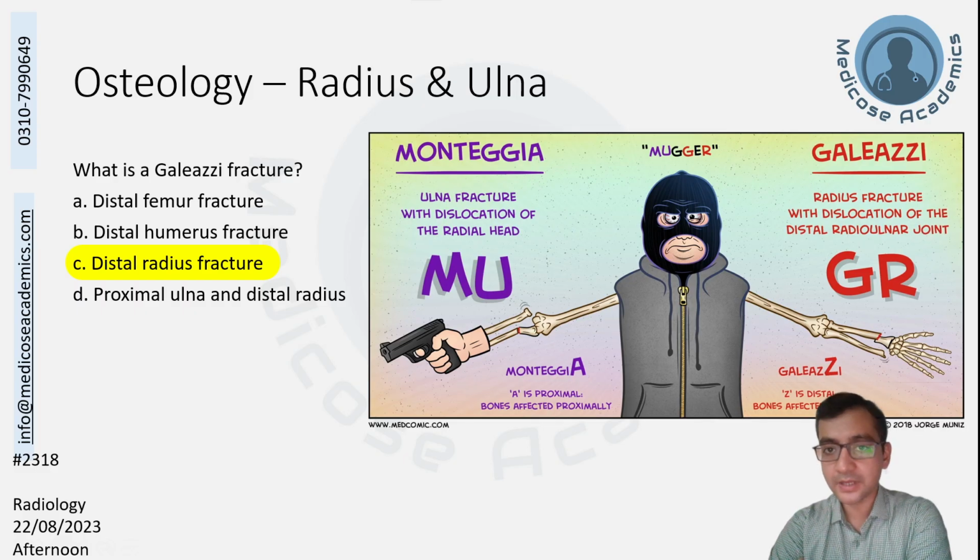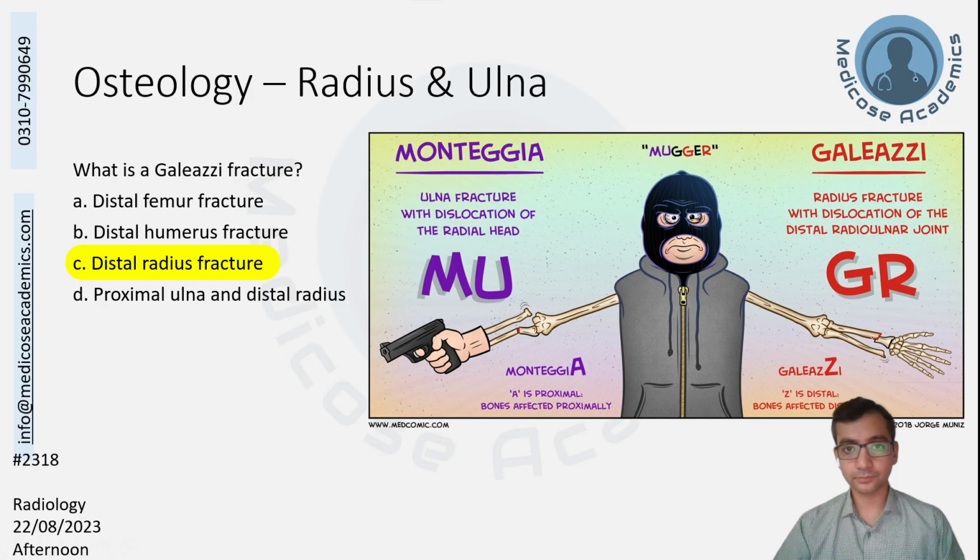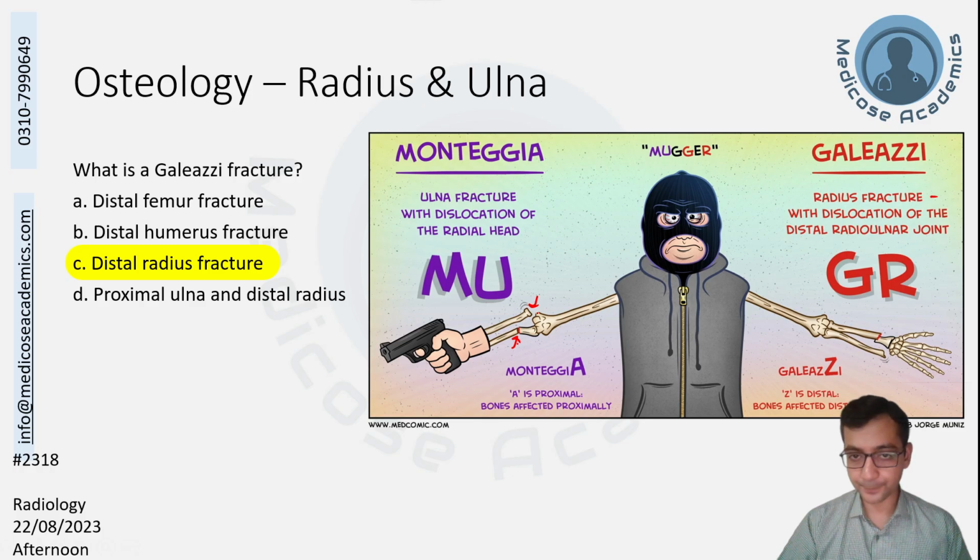There are two fractures: Monteggia fracture and Galeazzi's fracture. In Galeazzi's fracture, there is a fracture of the radius, the distal radius, and there is a dislocation of ulna. So there is radial fracture and dislocation of ulna. And in Monteggia fracture, it's opposite. There is ulnar fracture with dislocation of radius.